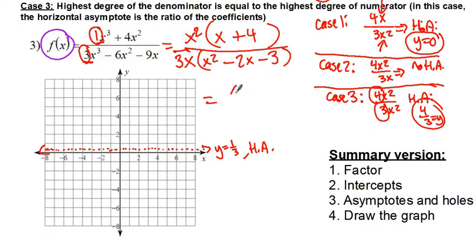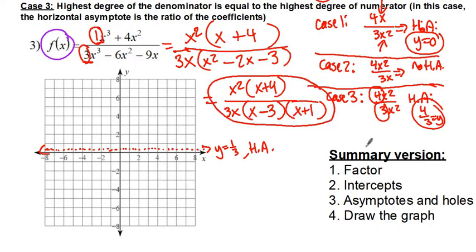And then we can even factor this more. Okay, so the top is going to stay the same. The bottom, 3x is still there. The bottom is going to factor to what multiplies to negative 3 and adds to negative 2. That would be x minus 3 times x plus 1. So this is our factored version. We've now factored right there. We found the horizontal asymptotes.